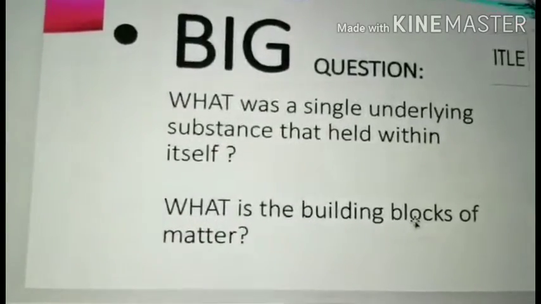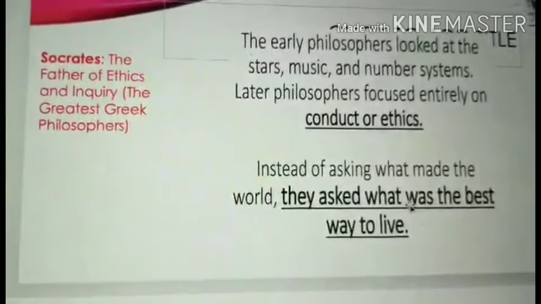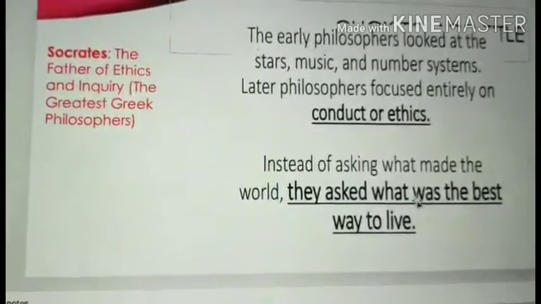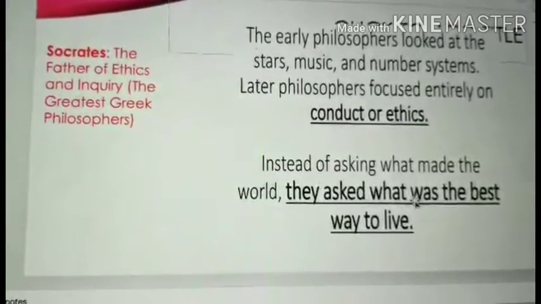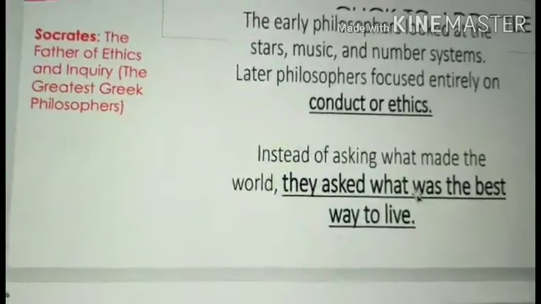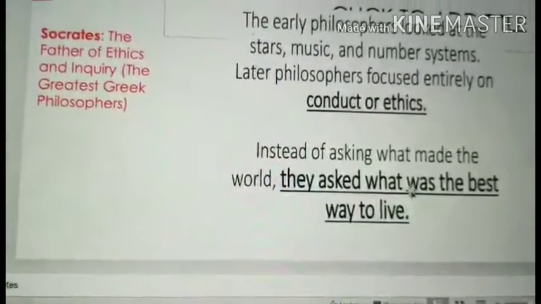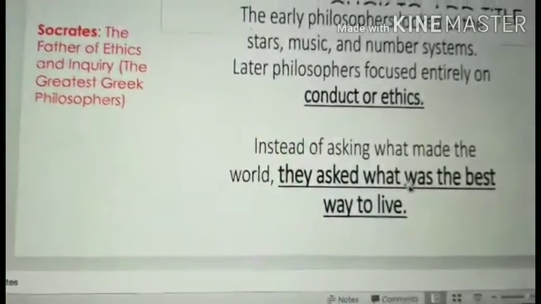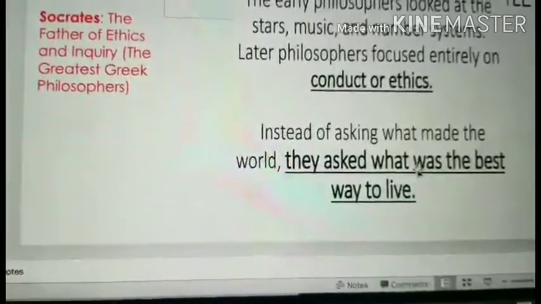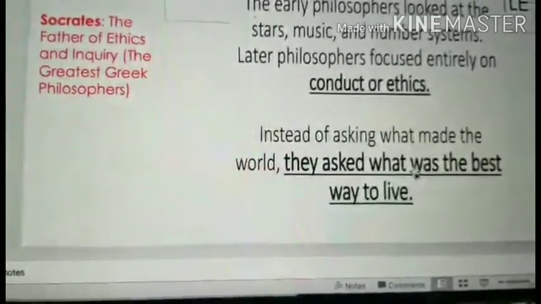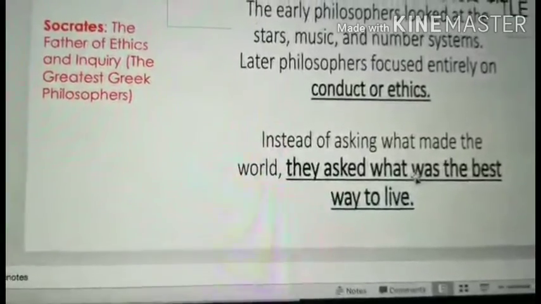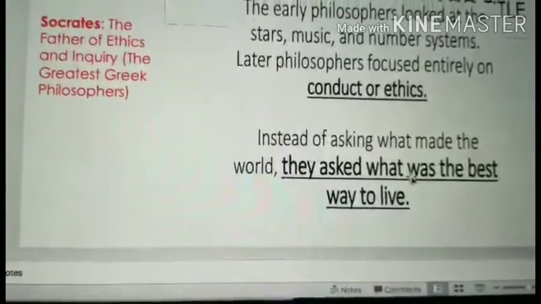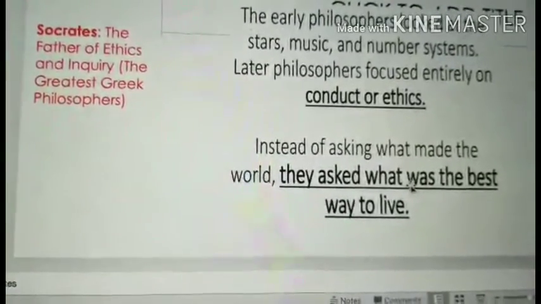The first one is Socrates. Socrates is known as the father of ethics and inquiry, and that's why he was named the greatest Greek philosopher. Instead of asking what made the world, like the scientists do, these philosophers were asking what was the best way to live. These philosophers were just thinking about the human and the things around him, and the relationship between the two.